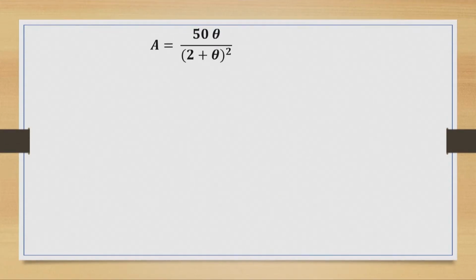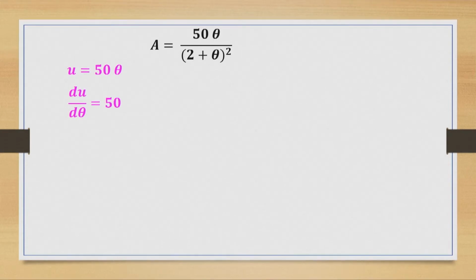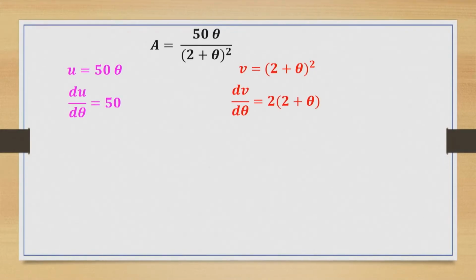So here I need to find dA by d theta, and I will be using the quotient rule. So U equal to 50 theta, du by d theta will be equal to 50. V will be equal to (2 plus theta) squared. So dV by d theta will be bring down power, decrease power by 1, times the derivative of the bracket, which is 1. So I obtain dV by d theta equal to 2 into (2 plus theta).